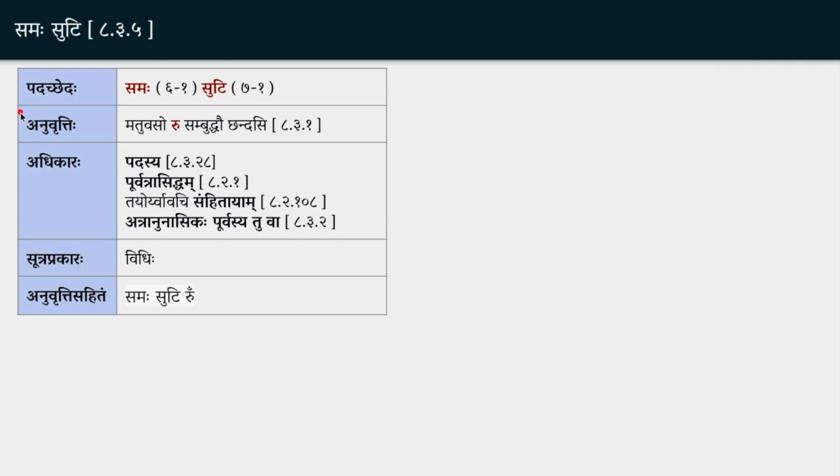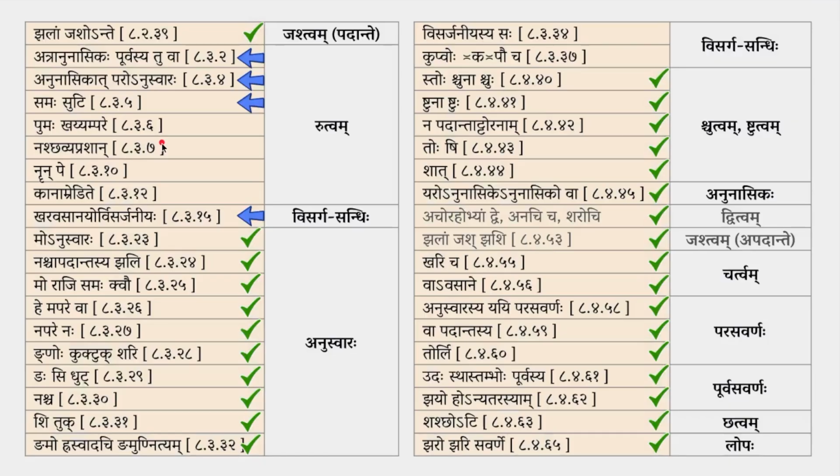Now let's talk about the first sutram, then we'll get some idea. Samaha Suti: there are 2 words, Samaha Shashti Ekavachanantam Rupam, Suti iti Saptami Ekavachanantam Rupam. Tatra Anuvrittihi Matvaso Ru Sambuddho Chandasi ityasmat Ru iti Anvartate. So this is where the Ru comes from. This Matvaso Ru Sambuddho Chandasi is the sutram previous to Atra Anunasikaha Purvasituva. So the sutram Matvasoru comes before this, and from there the Ru is carried forward till Kanam Redite. That's why the entire set is called Rutva Prakaranam. The Ru is actually carried forward.